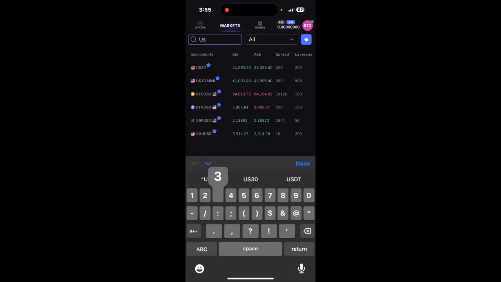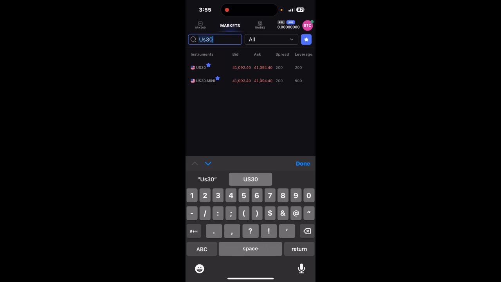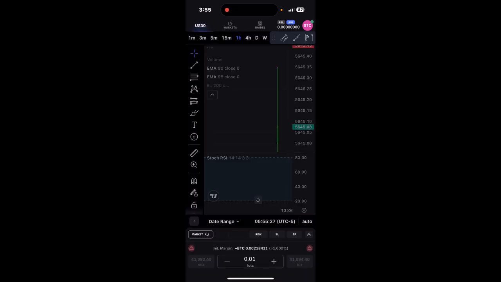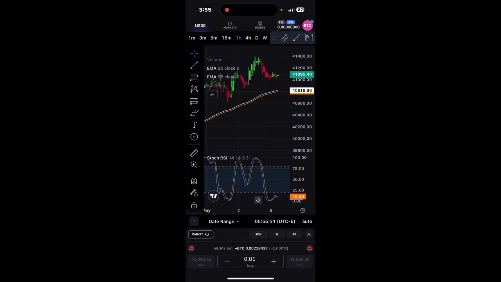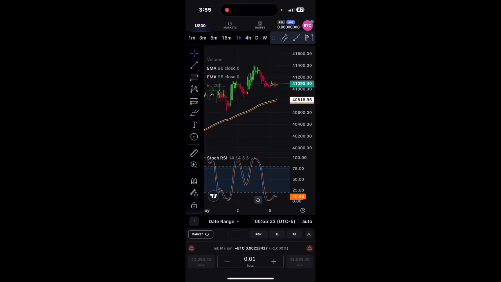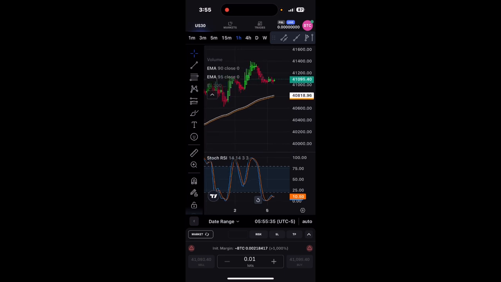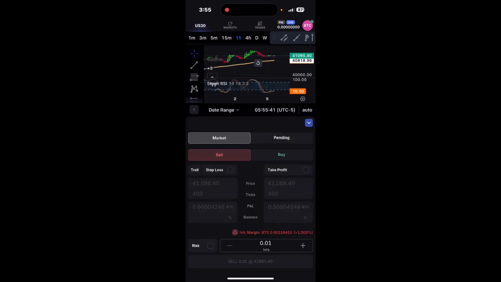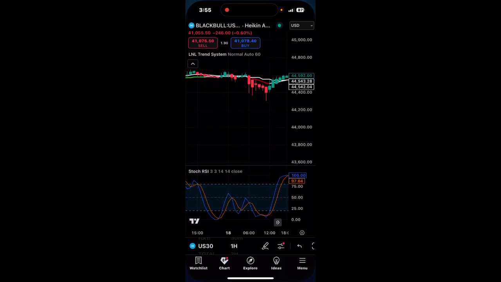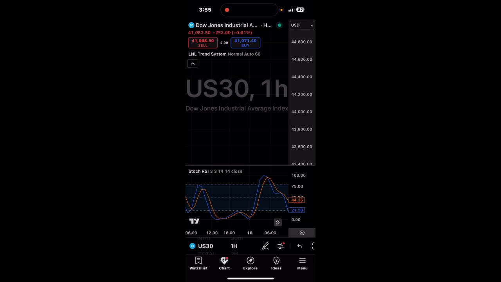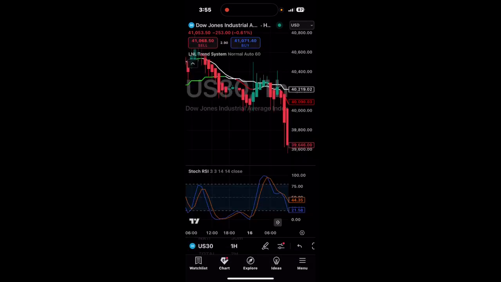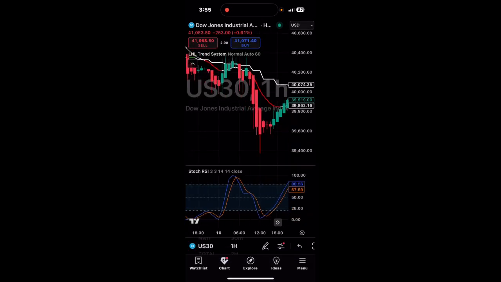We'll go to US 30. And first I want to show you a Satoshi base account, which is funding an account with Satoshi instead of USD. So it's the same thing. So this is based off a Satoshi base account. So let's just look at a simple trade here, and we'll look at how much that will make you in Satoshi.